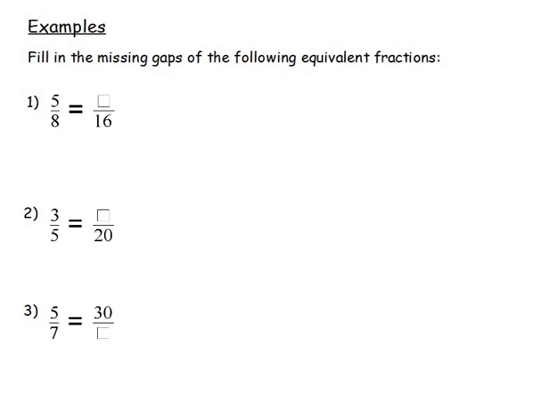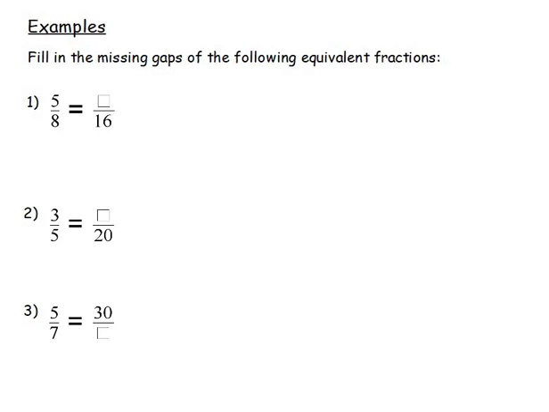So here we're going to have a look at some examples. We're going to fill in the missing gaps of the following equivalent fractions. So number 1, we have 5/8 equals something over 16. So our numerators, we have a 5 on the top of one and then we've got a gap on the top of another. That's what we're going to have to work out. But on our denominators we've got an 8 and a 16. So we can have a look at these.